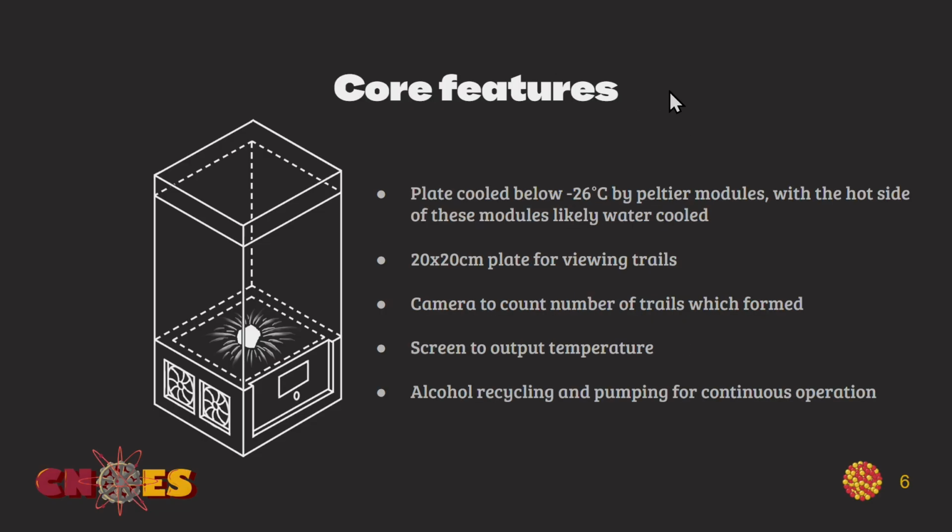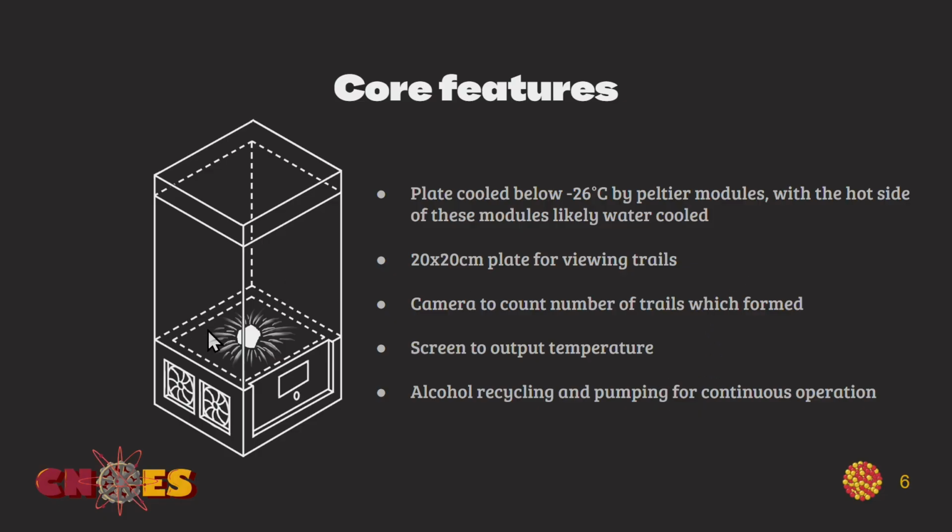So the core features of our cloud chamber. So this plate in the middle we'll want to keep cool, and we'll need to keep it below negative 26 degrees Celsius, which is the temperature we'll need to actually condense the alcohol. We will use Peltier modules to keep it cool, rather than dry ice or refrigerants.